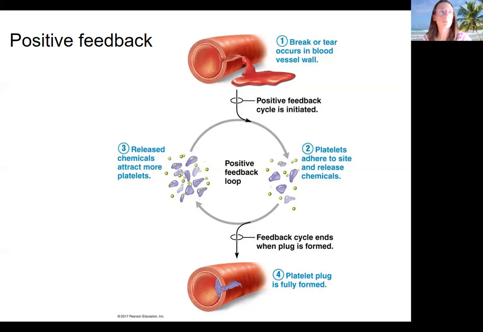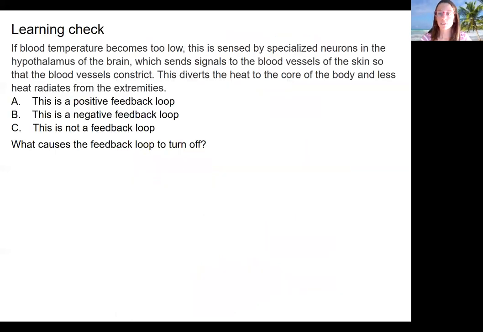Let's have a couple learning checks here. So pause the video to answer each of these. One, blood temperature is too low. This is sensed by specialized neurons in the hypothalamus of the brain, which send signals to the blood vessels of the skin so blood vessels can constrict. This then diverts the heat to the core of the body and less heat radiates from the extremities. Pause the video to ask if this is positive, negative, not a feedback loop, and what causes this to turn off.